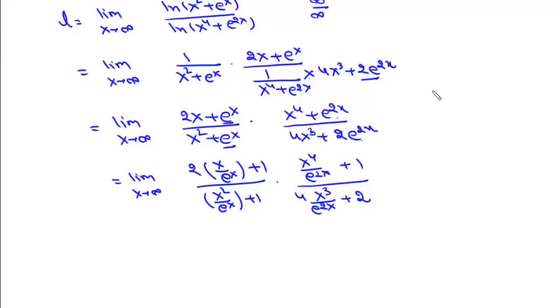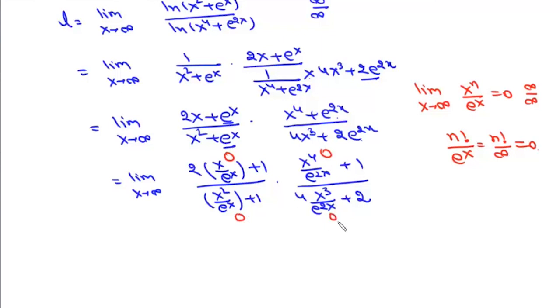Now we know this standard result that the limit x tends to infinity x to the power n upon e to the power x is 0, and it is very easy to prove. This is infinity upon infinity form, so we'll keep using L'Hopital's rule. It'll always be infinity upon infinity form. So if we differentiate this n times, we'll get factorial n upon e to the power x. Now this is factorial n upon infinity, which is 0. So this limit will always take the value 0. So this is 0, this is 0, this is 0, this is 0. That means from here we can say the value of L is simply 1 by 2.